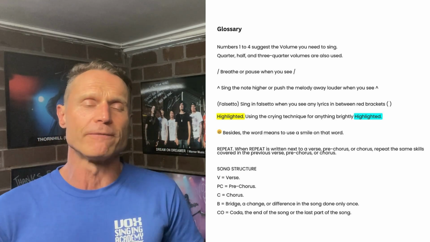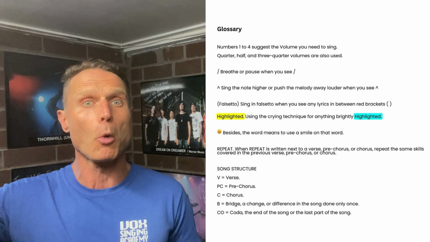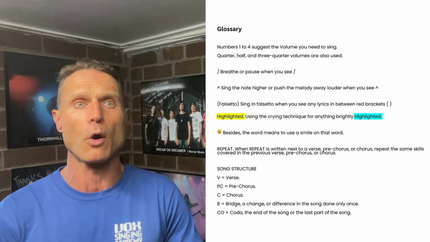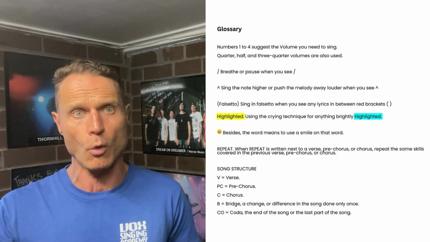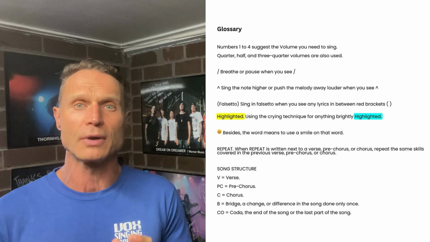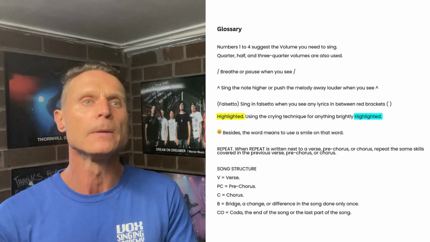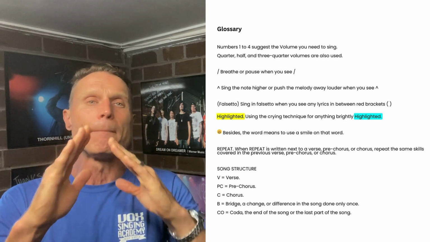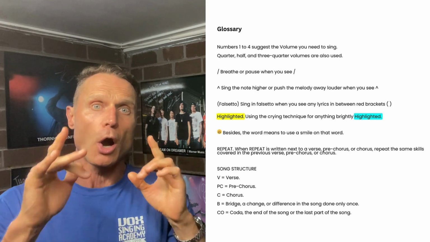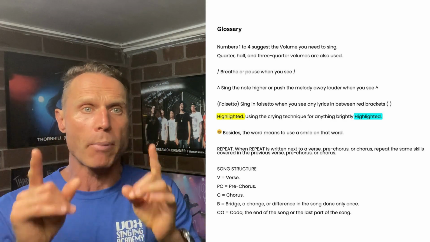Now, I use volumes from 1 to 4, 1 being the quietest, 4 being the loudest. I also use quarter, half, and 3/4 volumes as well, up to 4. If you see a slash, that means I want you to breathe or have a pause, but particularly have a breath. If you see an arrow above a particular word, that means I want you to sing that particular word higher, or I want you to sing the melody louder, or both.